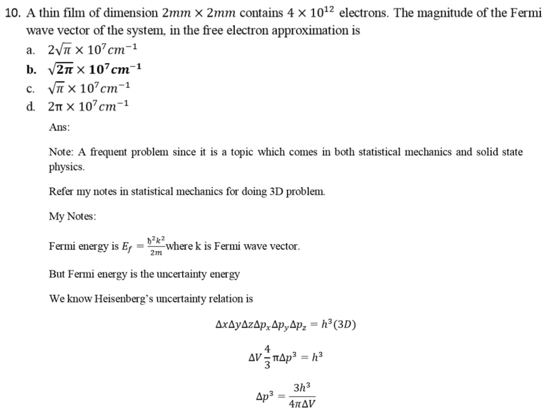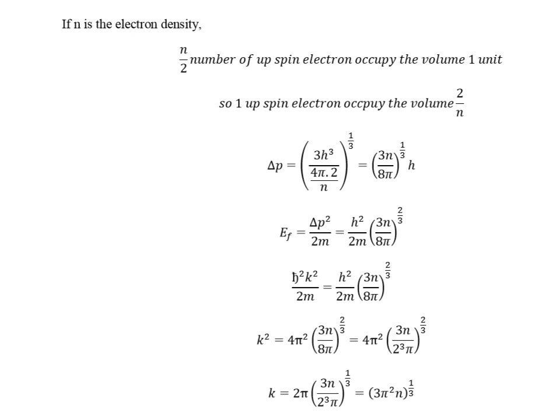Now we know the Heisenberg uncertainty principle, that is delta x, delta y, delta z, delta px, delta py, delta pz equal to h cube. Now the volume can be written as delta v. The momentum volume, let us take it as 4 by 3 pi delta p cube equal to h cube. Here we are considering 3D, isn't it? So delta p cube gives the value 3h cube by 4 pi delta v.